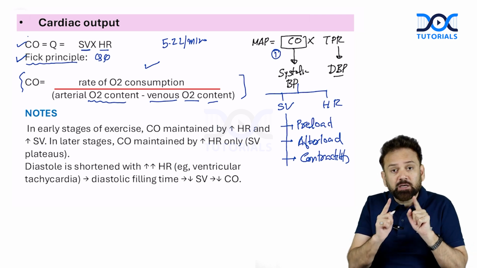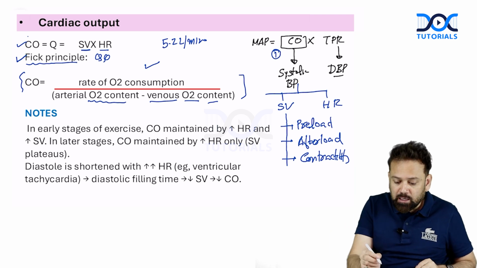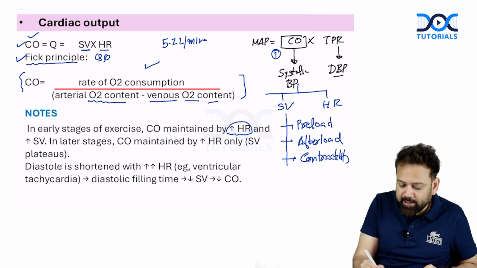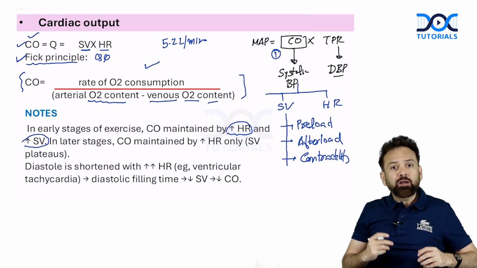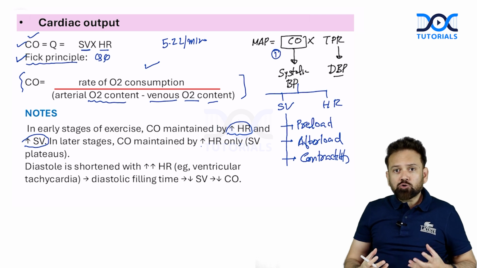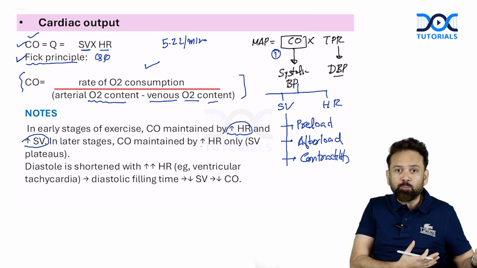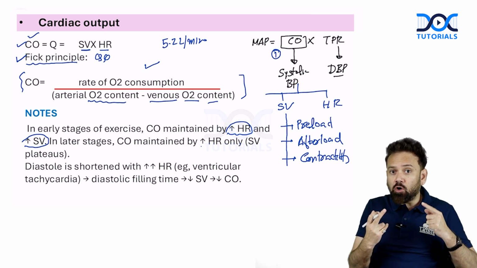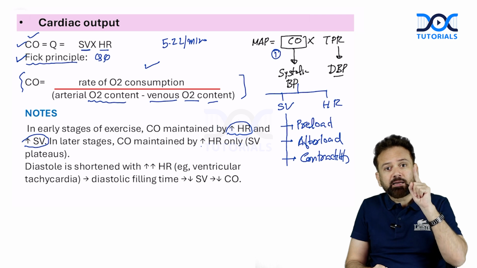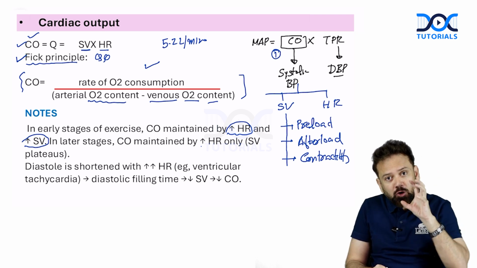So in the early stage of exercise, as we start exercise, what will increase? Heart rate. Okay. So this cardiac output is maintained by what? Increase in the heart rate and increase in the stroke volume. When we are doing exercise, we need more blood to the muscles. More blood to the muscles can be given only if there is more cardiac output. In the early stage of exercise, it can be increased by tachycardia, increased heart rate, as well as initially even stroke volume is increased.